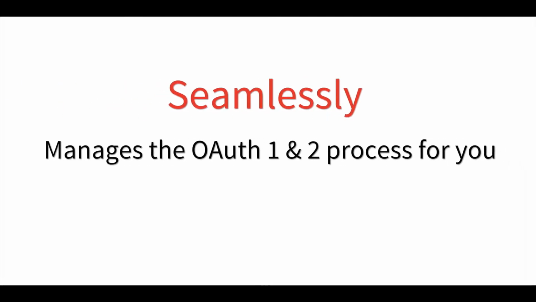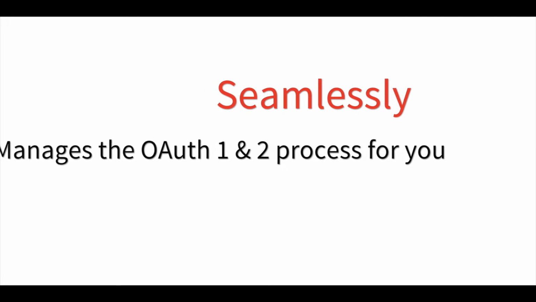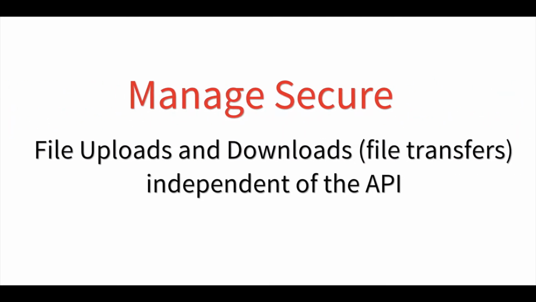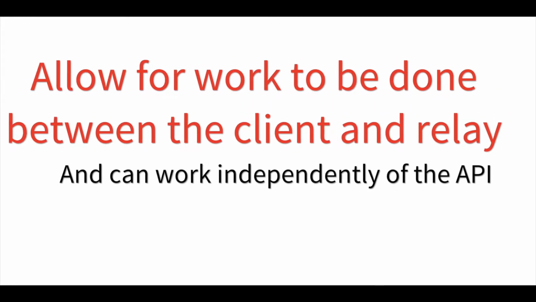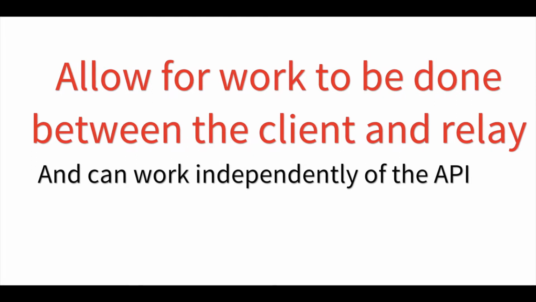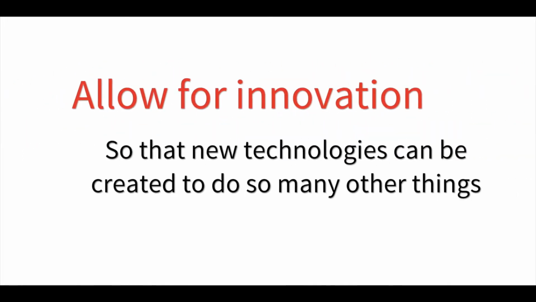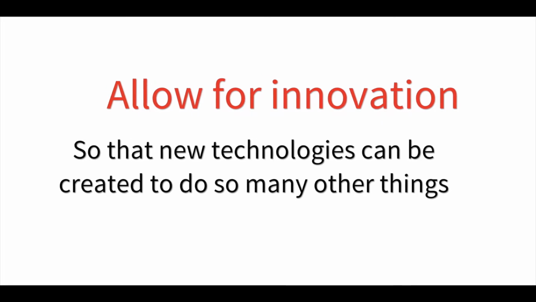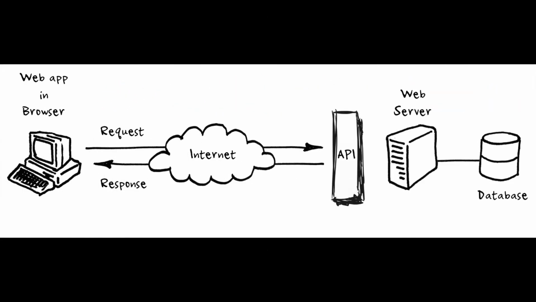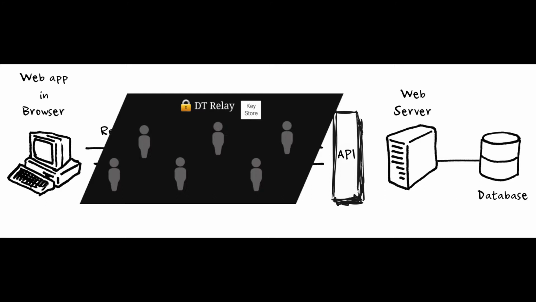To recap, delegates seamlessly manage the OAuth 1 and 2 process for you. They can be used as a gateway authorization. They can manage secure file uploads and downloads independently of the API. They allow for work to be done between the client and the relay and can work independently of the API. And most importantly, they allow for innovation so that new technologies can be created to do so many more other things. DTRelay protects the communication from the client to the API.